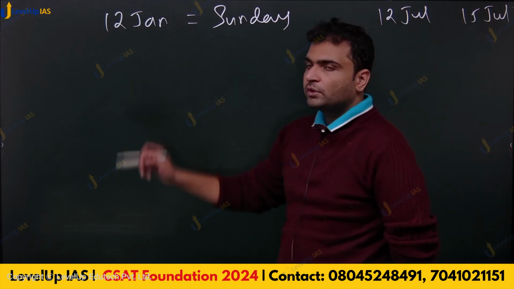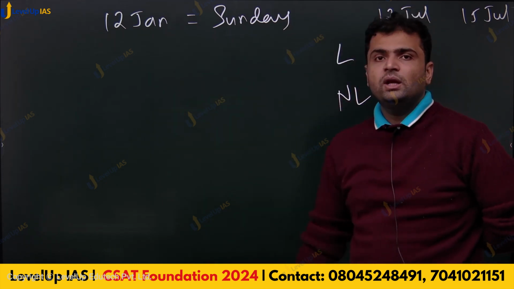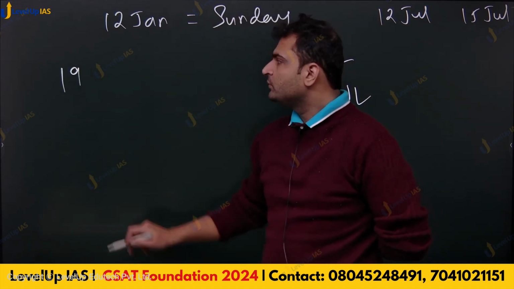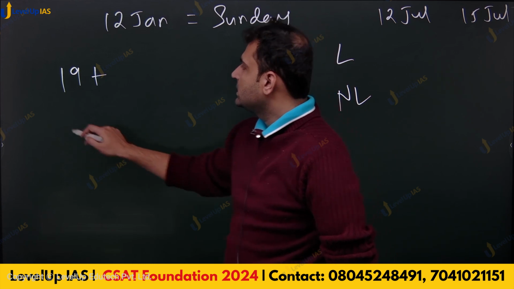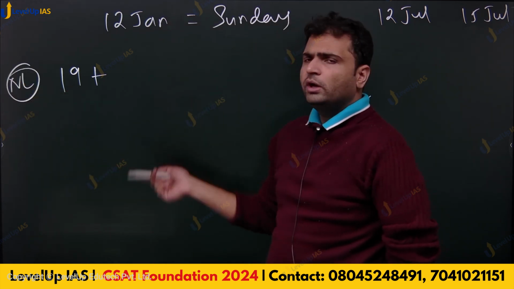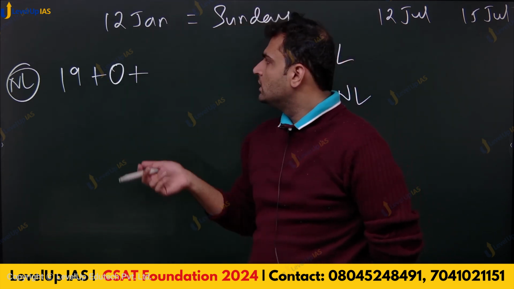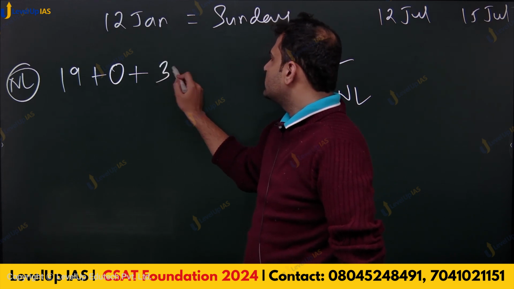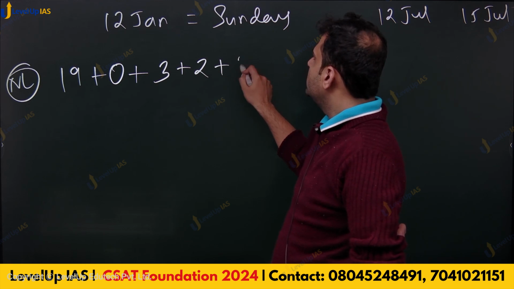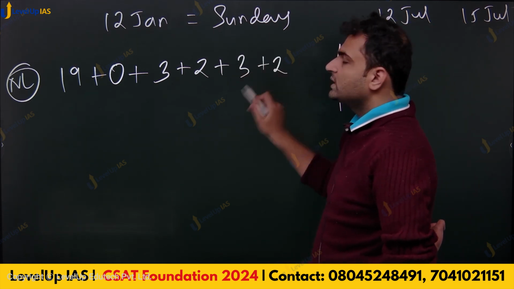Let us start from 12th January. January is of 31 days. So after 12, how many more days there are in January? We have 19 days in January. In February, let us first calculate non-leap. In February, non-leap year, there are 0 extra days. After 4 weeks, 0 extra days. Then we have March, we have 3 extra days. In April, 2 extra days. In May, 3 extra days. You want to go to July, no? In June, 2 extra days.